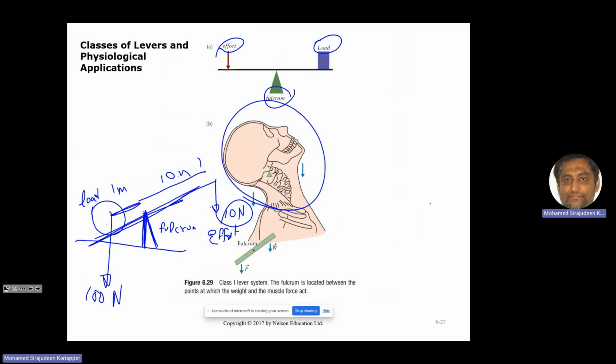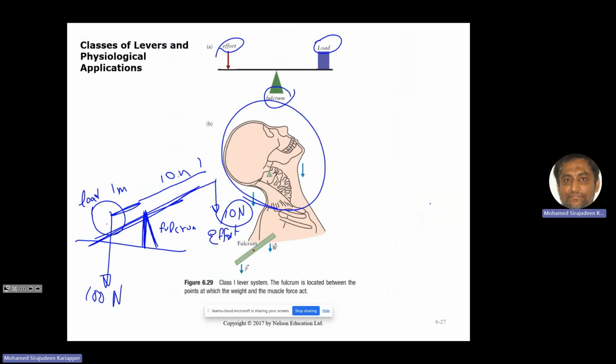So when you have the fulcrum, or the support, in the middle, it is called the class 1 lever. Now you have to memorize this. What is the class 1 lever? We have three things: effort, load, fulcrum. When the fulcrum, or the support, is in the middle, it is a class 1 lever.